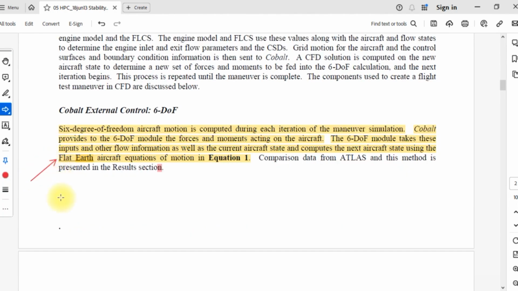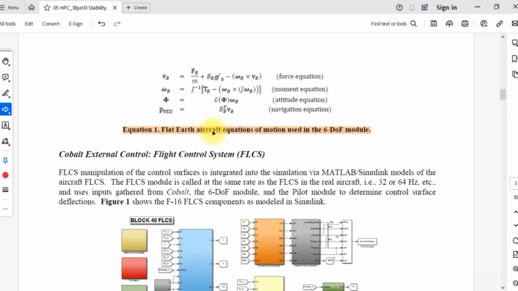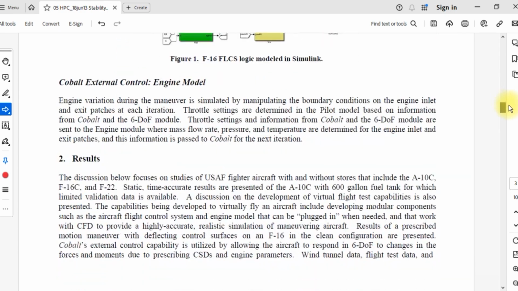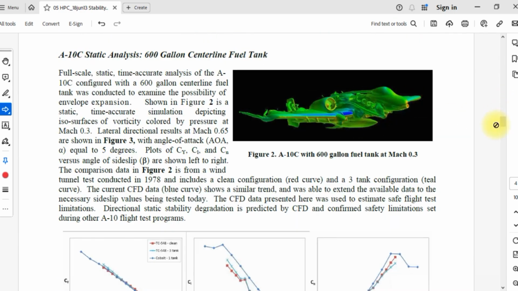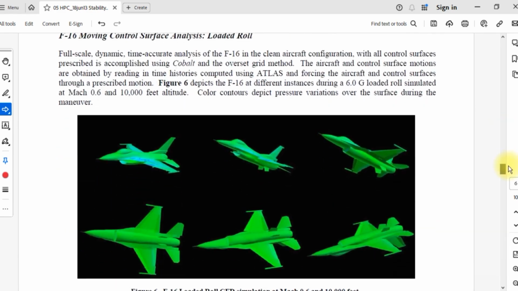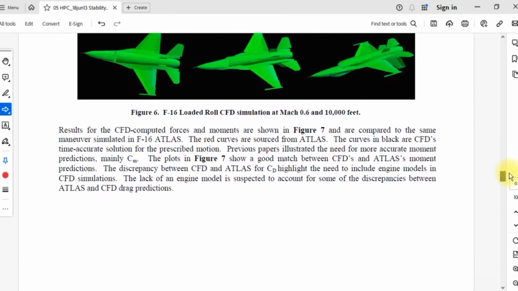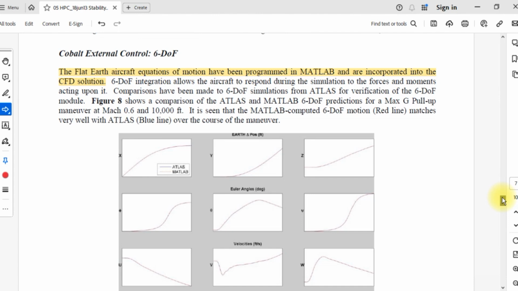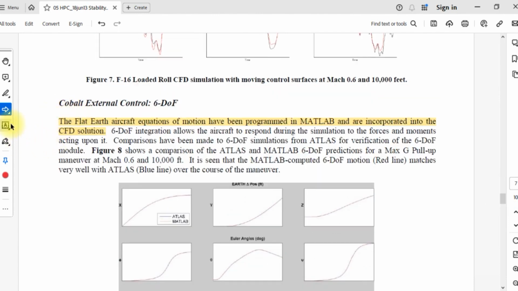Here we have again, considering Earth to be flat and stationary: flat Earth aircraft equations of motion used in the 6DOF module. So they consider Earth to be flat in order to calculate all these flights and motions. They don't do it considering a ball Earth. The flat Earth aircraft equations of motion have been programmed. Yeah, they use a flat Earth.